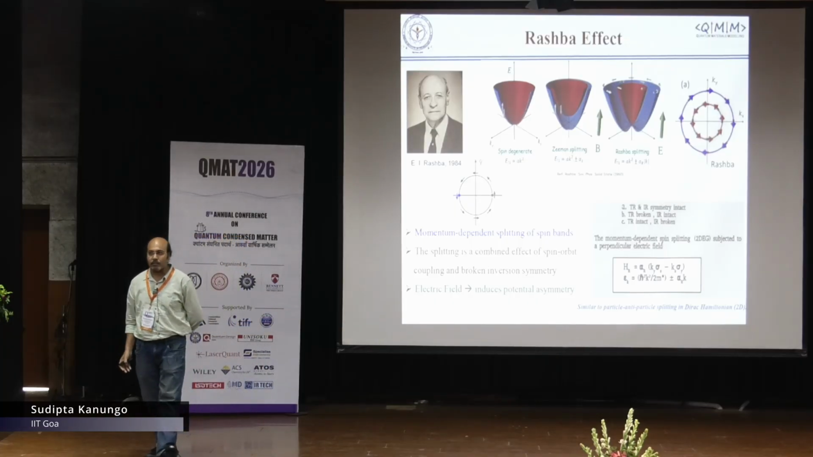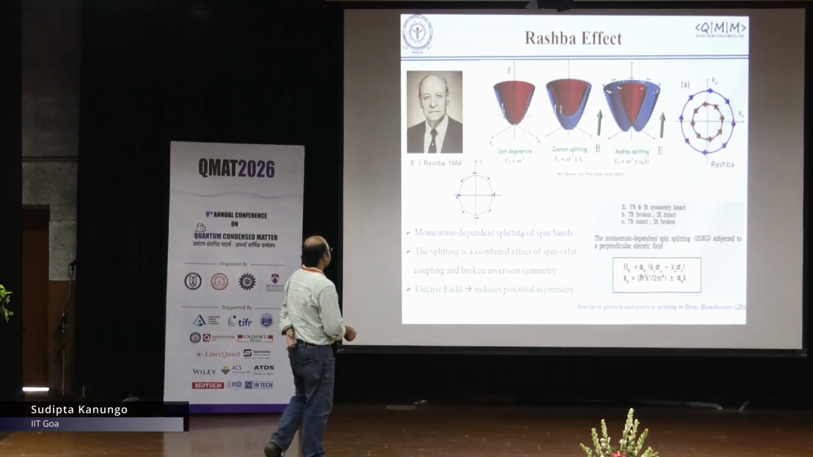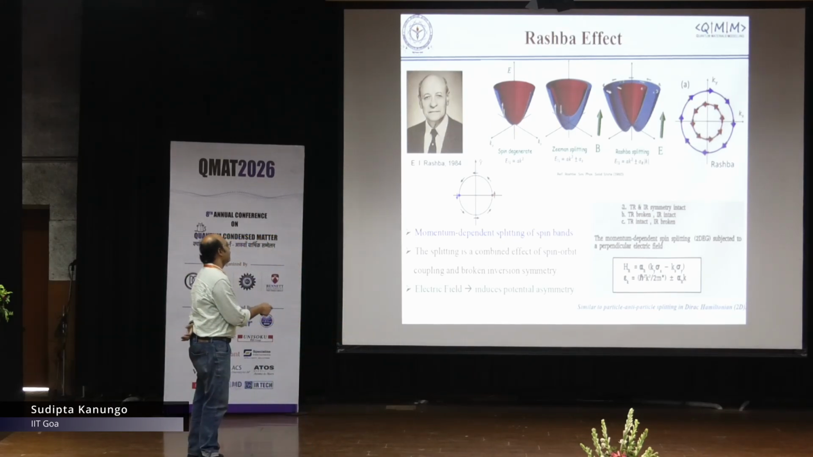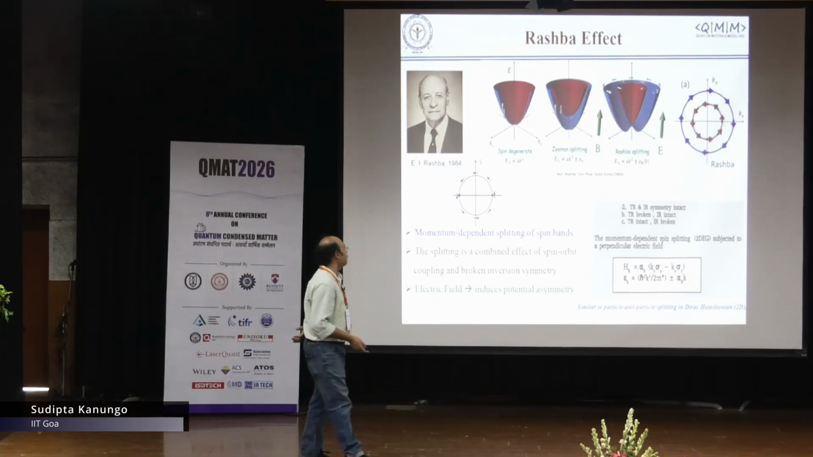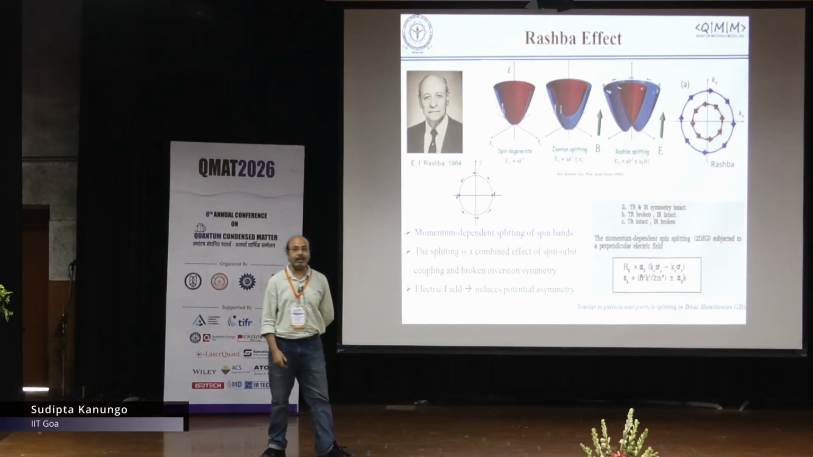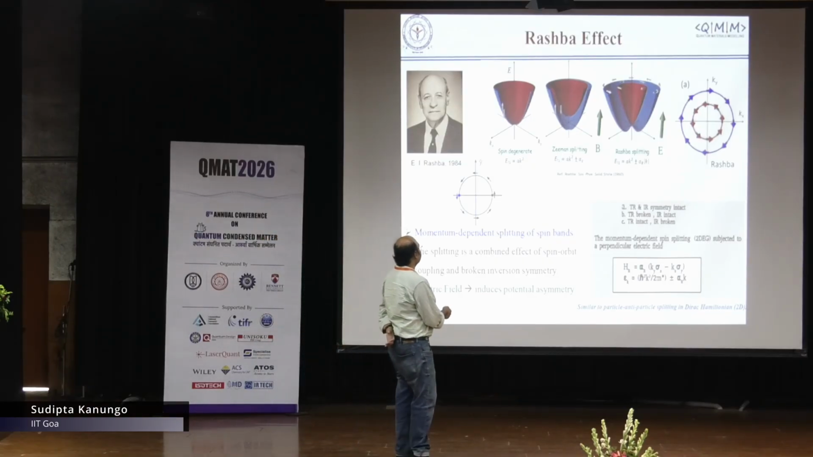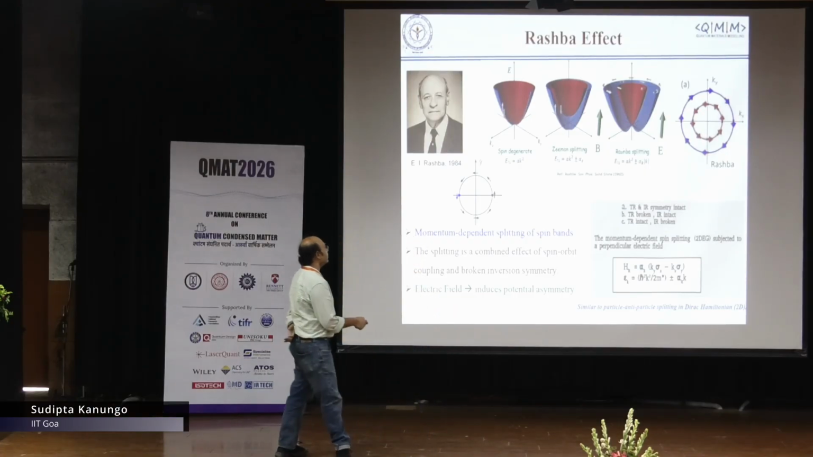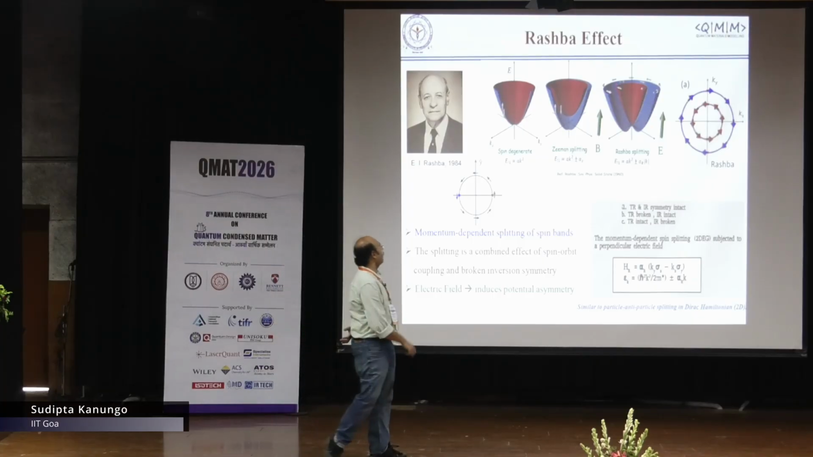The Rashba effect is nothing but spin split bands in momentum space. In the case of degenerate spin states, which is non-magnetic, up and down spins are degenerate. If you have Zeeman splitting, you have a splitting of the bands in the energy direction. However, in the case of Rashba splitting, you have a momentum dependent spin split band with spin textures.